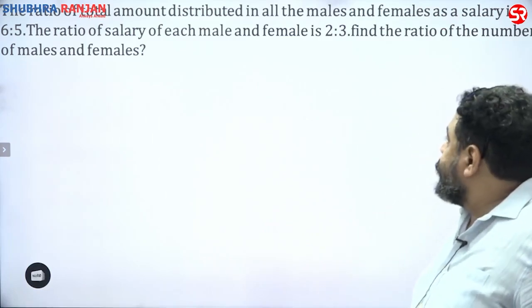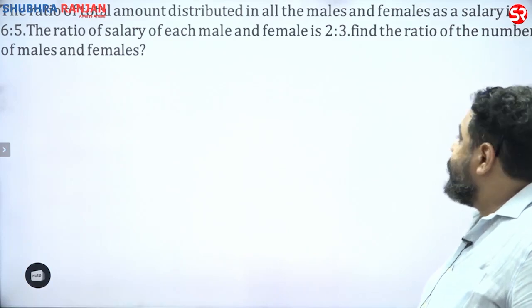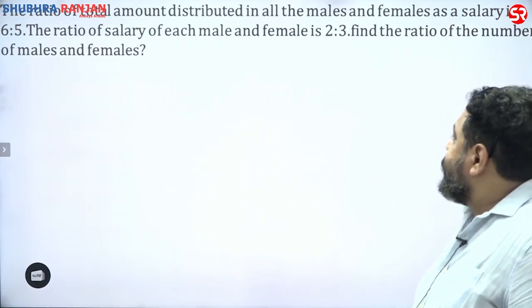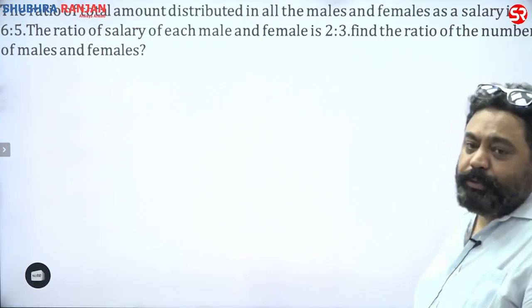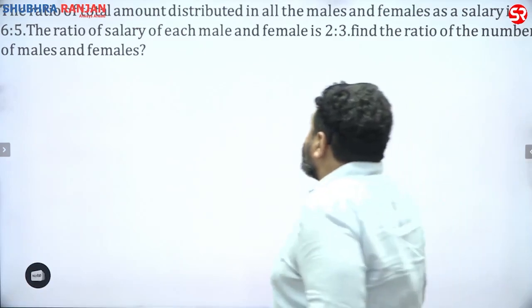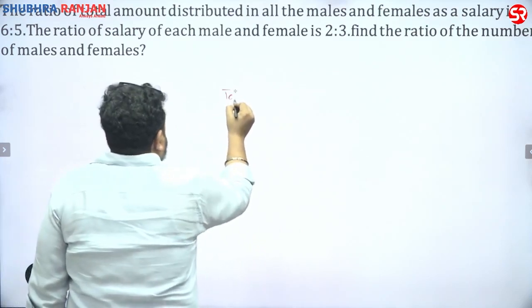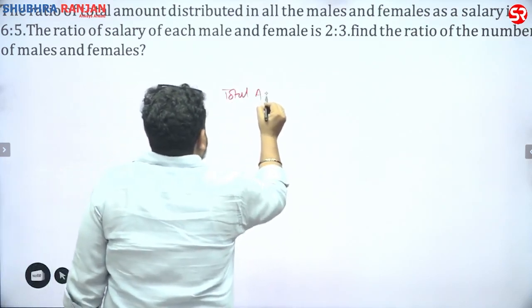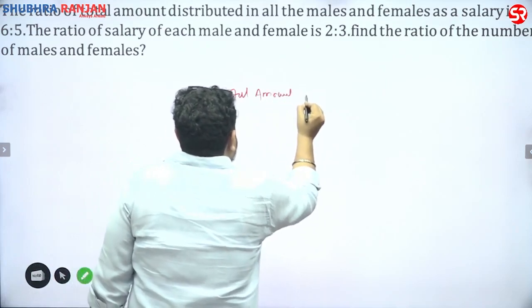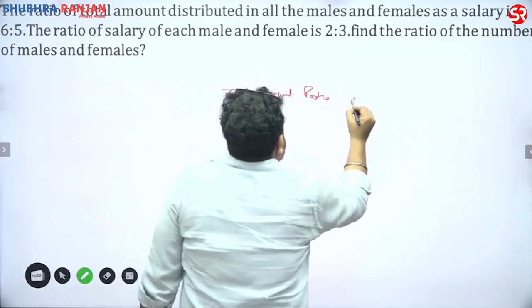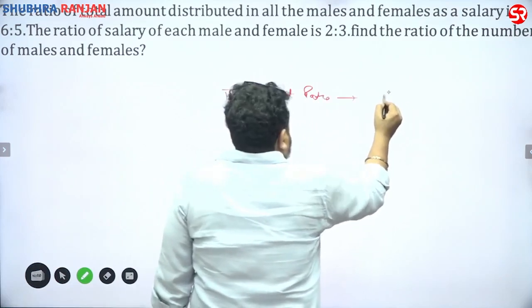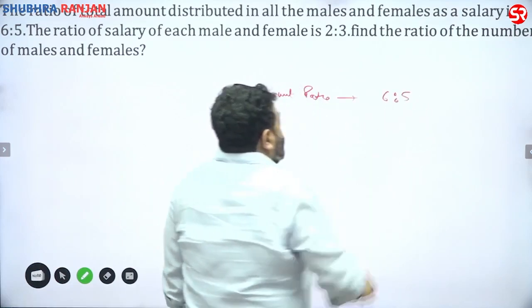He says the ratio of total amount distributed in all the males and females as a salary is 6:5. Ratio of salary of each male and female is 2:3. कितना आंसर आ रहा है guys? Come on. So ratio of total amount ratio is 6:5.